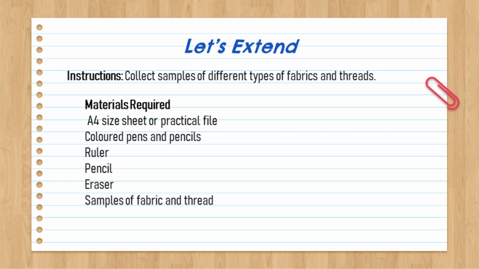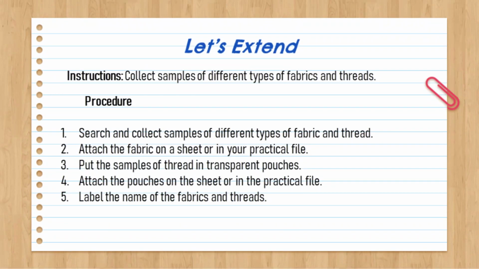Now let's have your performance task number 2. 1. Search and collect samples of different types of fabric and thread. 2. Attach the fabric on a sheet or in your practical file. 3. Put the samples of thread in transparent pouches. 4. Attach the pouches on the sheet or in the practical file. 5. Label the name of the fabrics and threads.